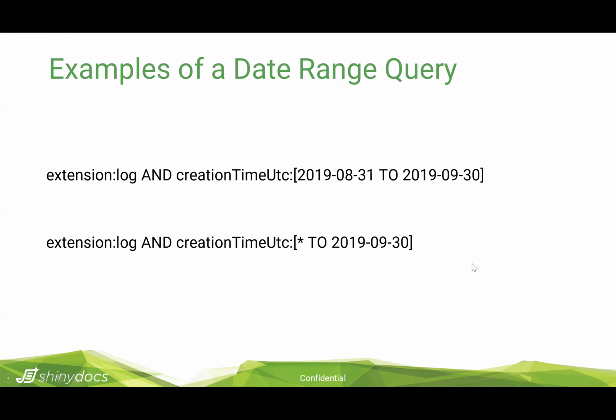In the second example, we've replaced the beginning date with an asterisk, which will basically take us back as far back in time as possible and still end at the September 30th date, 2019.